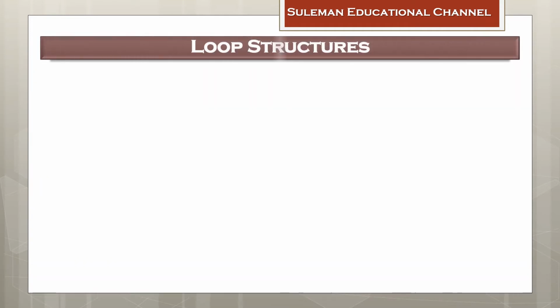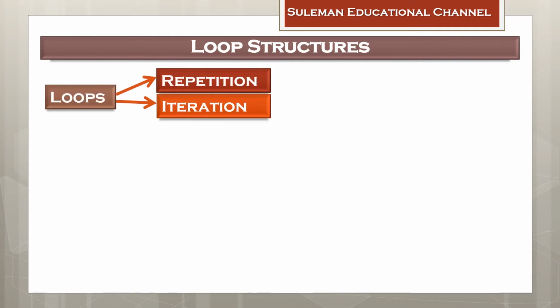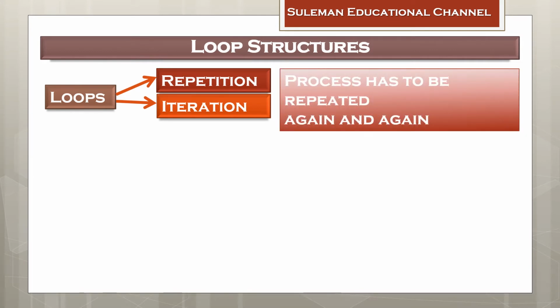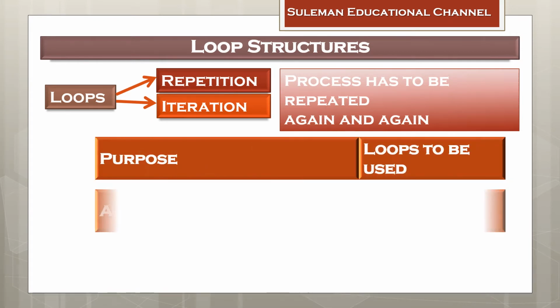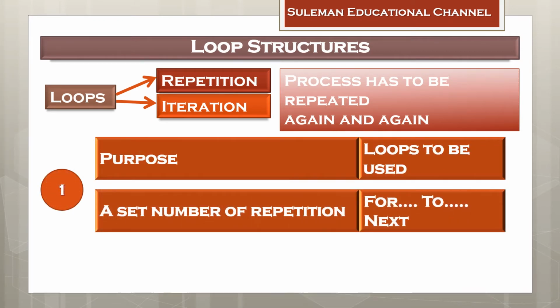Now in this part we are going to discuss loop. Keep in mind, loop means repetition or iteration. It means that a process has to be repeated again and again for a certain number of times. There are three different types of loop. The first one is the for to next. This loop is used when we know that the process will be repeated for the exact number of times. For example, if we know that the loop has to repeat 20 times, then we are going to use for loop.